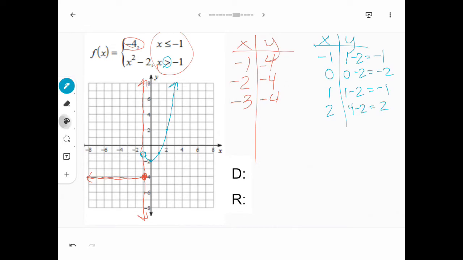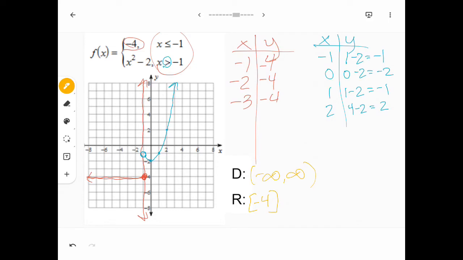For our domain and range, so your domain, we don't have any issues because over our restrictions here, one's equal to and one's not. So my domain is all real numbers, -infinity to infinity. Range is a little bit interesting here. So we have values here at -4. And so we can write that in a bracket by itself, since there's not really a range there, it's just a horizontal line. It's one y value you can get out.